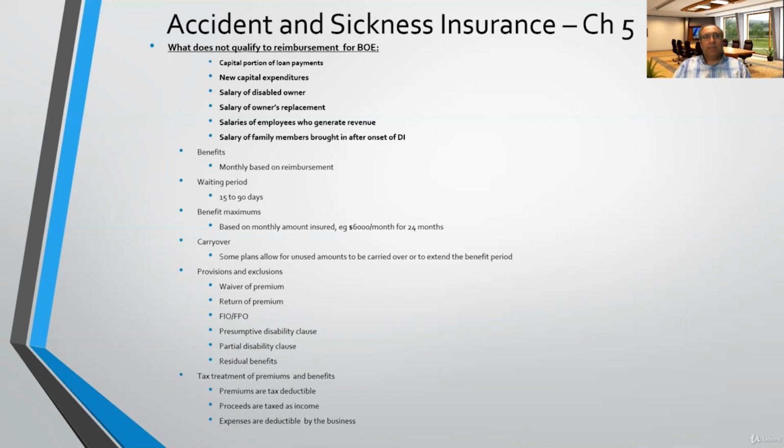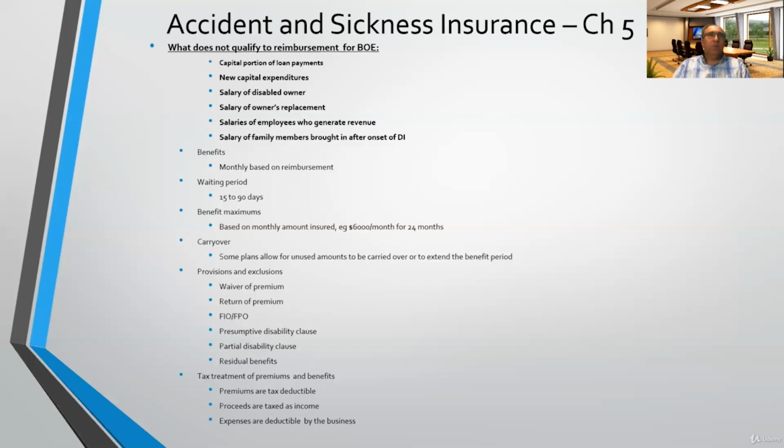So some, like the salespeople, will not be covered. And the salaries of family members who joined after the onset of disability, after the person becomes disabled, and who are going to work at the business, are not covered. The benefits for those expenses we mentioned, the rent, the utilities, the employee salaries, are paid on a monthly basis based on reimbursement. So you have to submit the bills of what you paid, and then you are reimbursed for it.